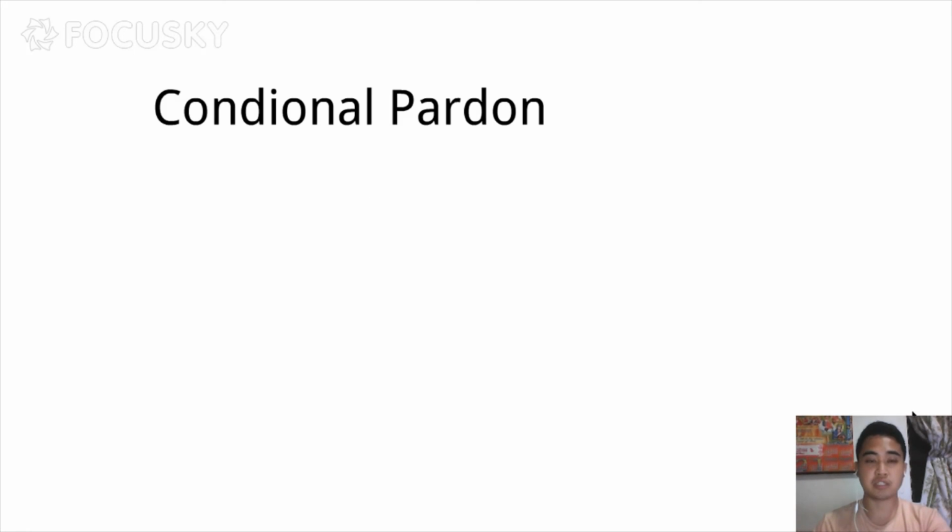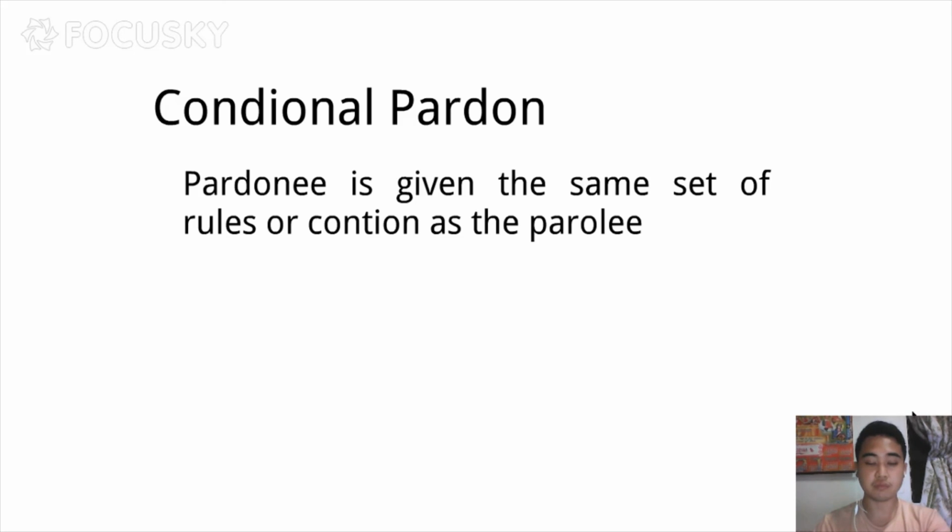And the last one in the community-based treatment program is the conditional pardon. Conditional pardon is the release, through executive clemency, of a prisoner who is already reformed or rehabilitated but who cannot be paroled because the parole law does not apply to him. It is a kind of pardon under which a convict is required to comply with certain requirements. The pardonee is given the same set of rules or conditions as the parolee.